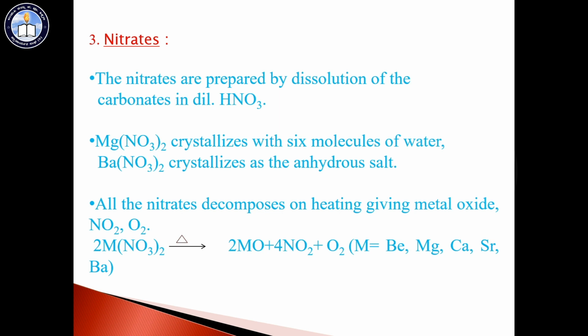Let us see the general formula of this. 2M(NO3)2 on heating gives 2MO plus 4NO2 plus O2. Here M represents beryllium, magnesium, calcium, strontium or barium.